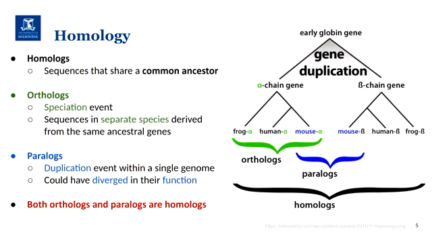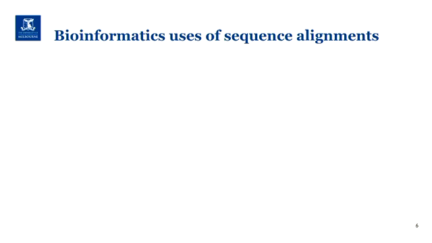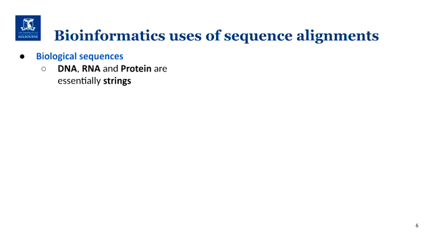Homolog is this overarching term to just say, oh, these sequences have a common ancestor. And there are really interesting things that we can do by identifying homologs, orthologs, paralogs, and so forth. There are various applications in bioinformatics for that. For instance, biological sequences, and that's the importance of sequence alignments.